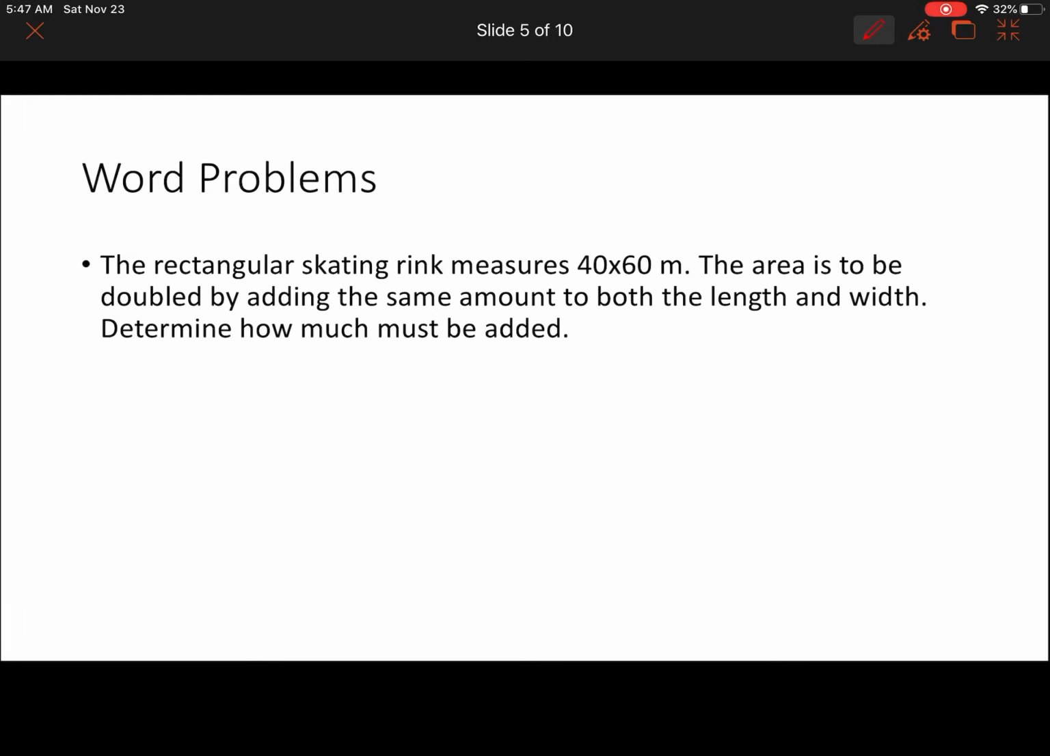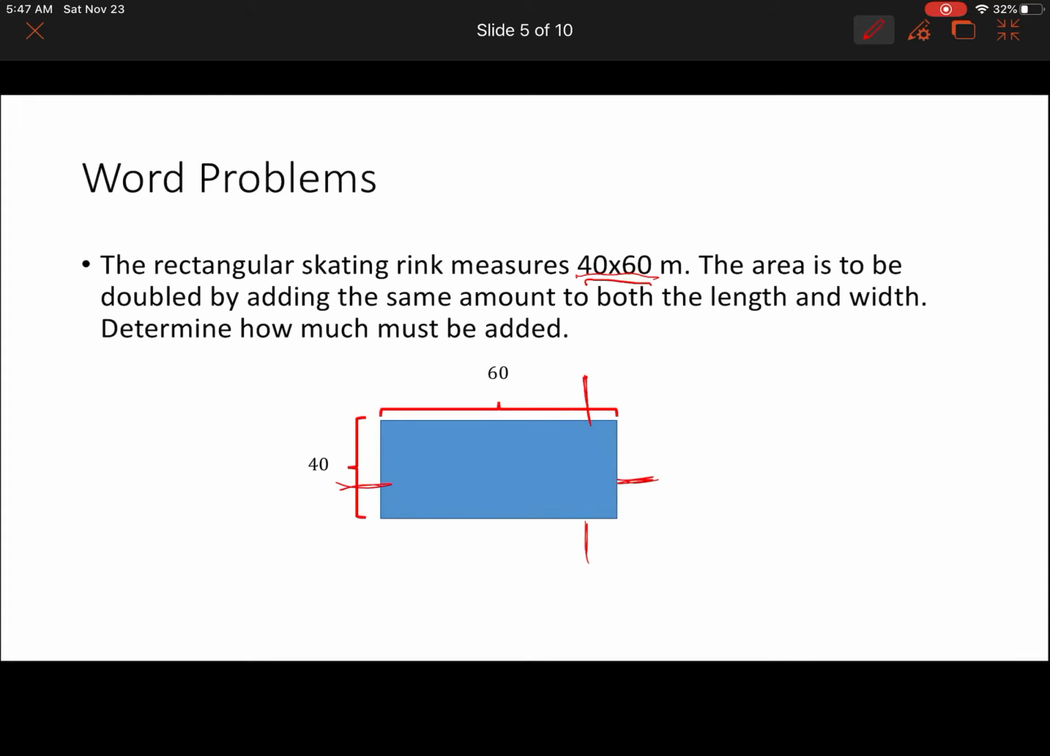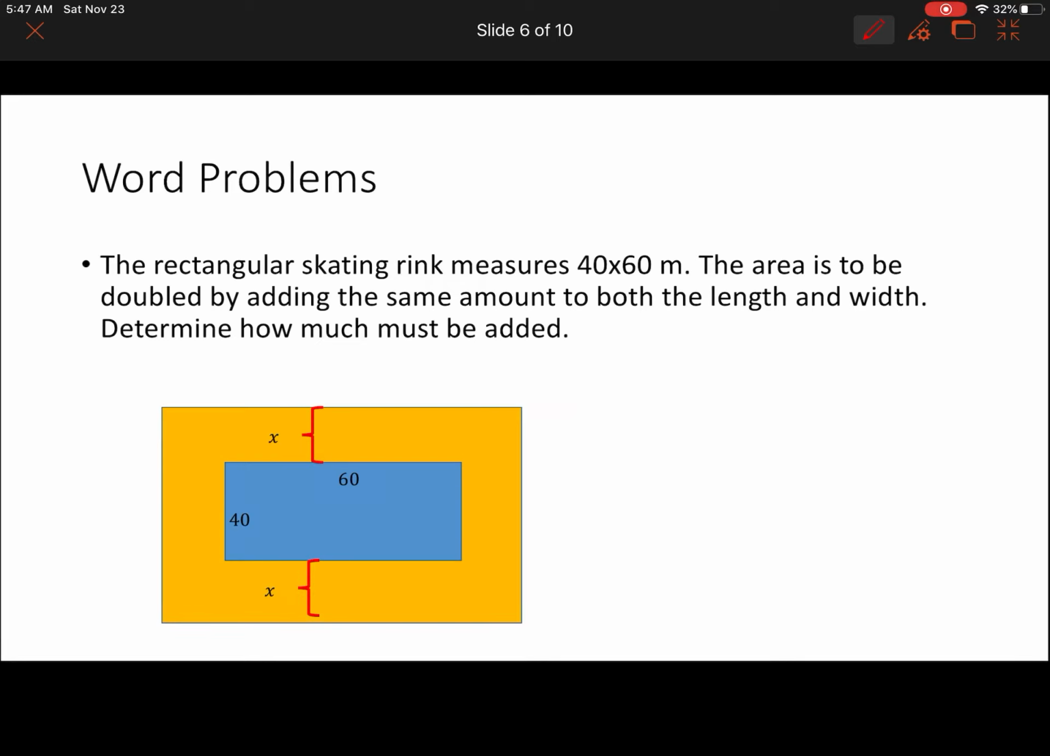Okay, word problems. We're going to solve a word problem. So a rectangular skating rink measures 40 by 60. The area is to be doubled by adding the same amount to both length and width. So we add to a length and a width the same amount. We can call that x, because it's the same, and it's unknown. Determine how much is to be added. Okay, so what's the relationship?